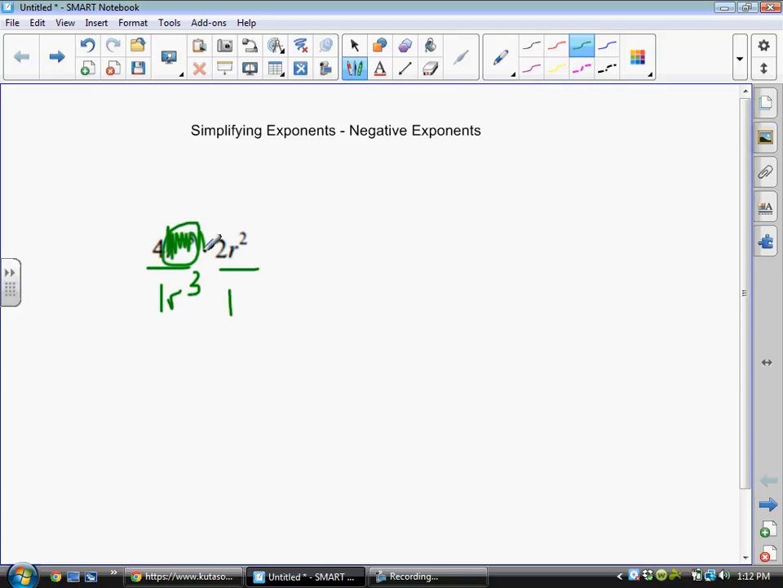So now I have a division problem basically. I'm going to put these together. I'm going to have 4 times 2, which gives me an 8, and I have an r squared on top and an r to the third on the bottom. So now I'm just going to separate these again like it's a regular division problem. I draw a line here. I have 8 over 1, can't really do anything about that, but then I have r squared over r to the third.